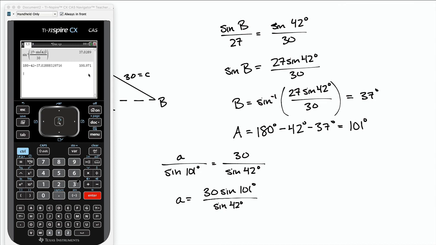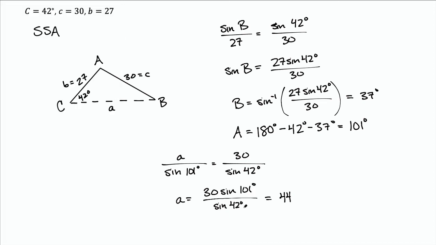And let's go ahead and type that into our calculator here. So 30 sine of 101, which is actually that thing right there. I'll go ahead and use that exact form, divided by sine of 42. And we get our side length A is approximately 44. And that's our solution now. We've got all three sides and all three angles.